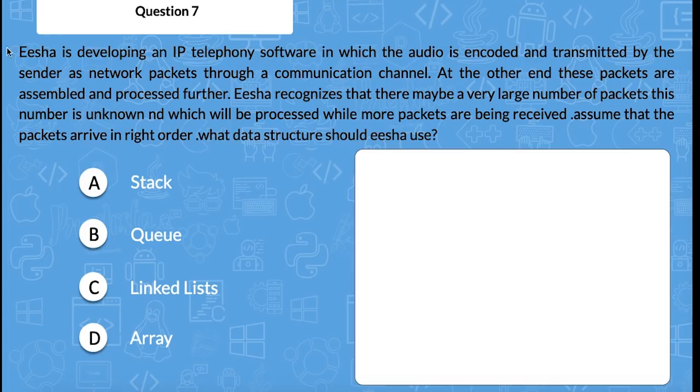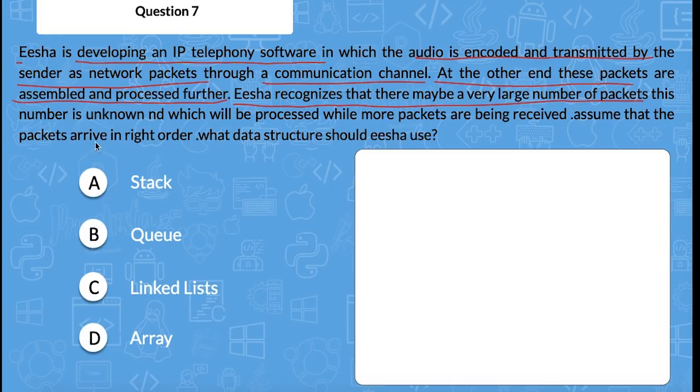Isha is developing an IP telephony software in which audio is encoded and transmitted by sender as network packets through communication channel. Okay, so nothing important. Some packets are being transmitted. At the other end, these packets are assembled and processed further. Isha recognizes that there may be a large number of packets and this number is unknown.